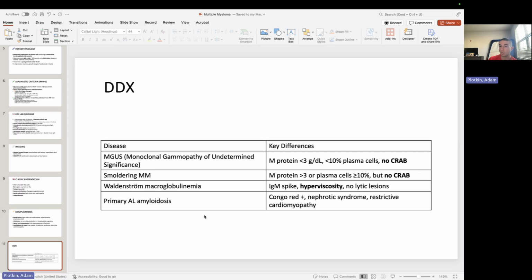Here's, as I promised, the Waldenstrom macroglobulinemia. So I kind of consider it like the brother of multiple myeloma. Instead of it being IgG mediated, it's IgM mediated, right? So that M spike, we'll see. Let's say we have a patient, we don't know anything about their symptoms, but I just give you this M spike, and you'd be like, hey, well, this could be smoldering multiple myeloma. This could be Waldenstrom. This could be multiple myeloma.